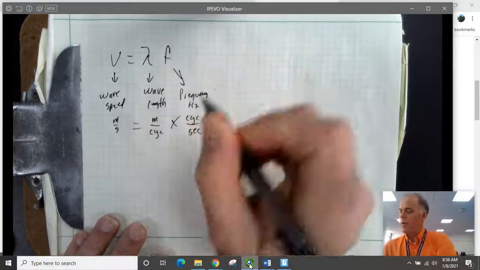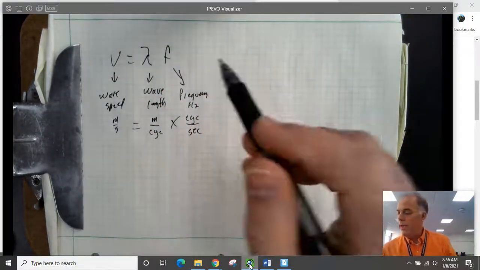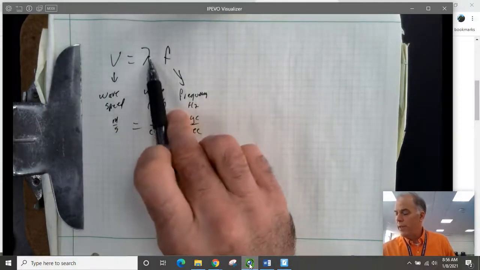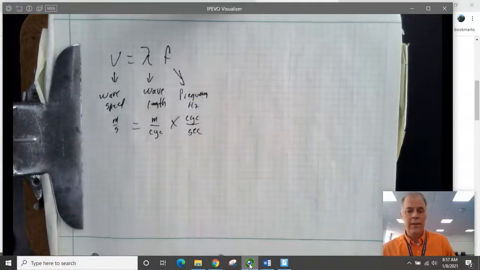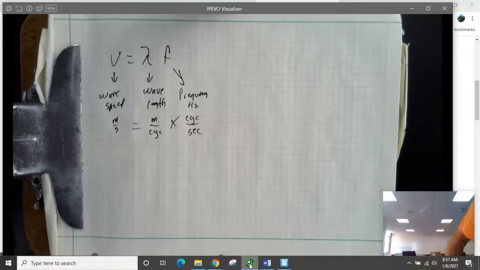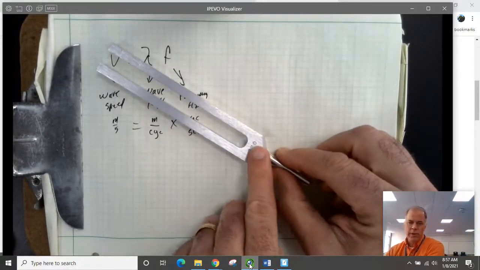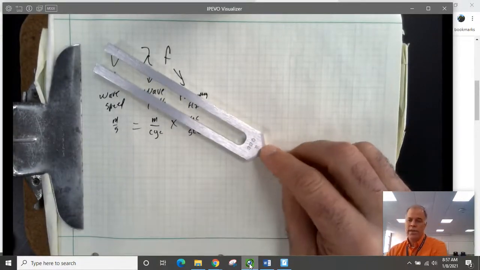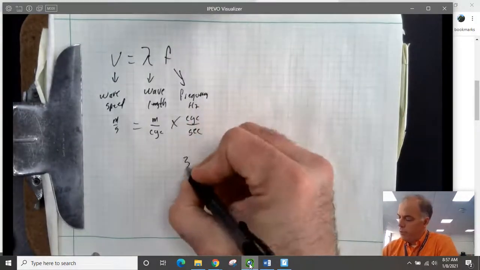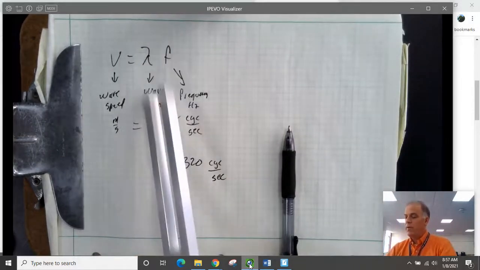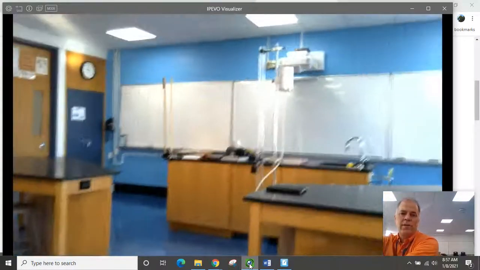Okay, so what we're going to do is figure out when sound is resonating, and from that we'll be able to measure the wavelength. And if we know the frequency, we can do some calculations here. Okay, so I'm going to show you something. This is a tuning fork. And yes, as you can see, the frequency of this tuning fork is 320 hertz. So we have a frequency of 320 cycles per second. Now we just need to figure out a wavelength. And we're going to do that by looking at this apparatus over here.